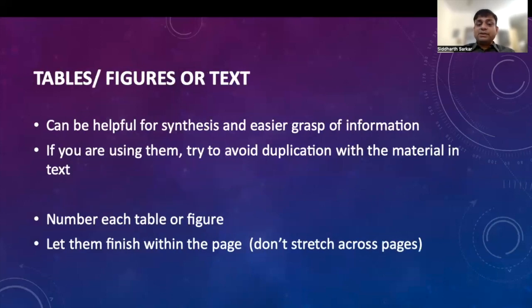Now, whether there should be tables or figures in the review literature, or it should only be text. Tables and figures can be helpful for synthesis and easier graphs or information. If you're using them, try to avoid duplication with the material in the text. So it should not be repeating what is there in the text. You should be careful in numbering each table or figure, and let them finish in one page. So if your tables are running in 2 or 3 pages, then it becomes very difficult to assimilate or grasp them. So don't stretch them across.